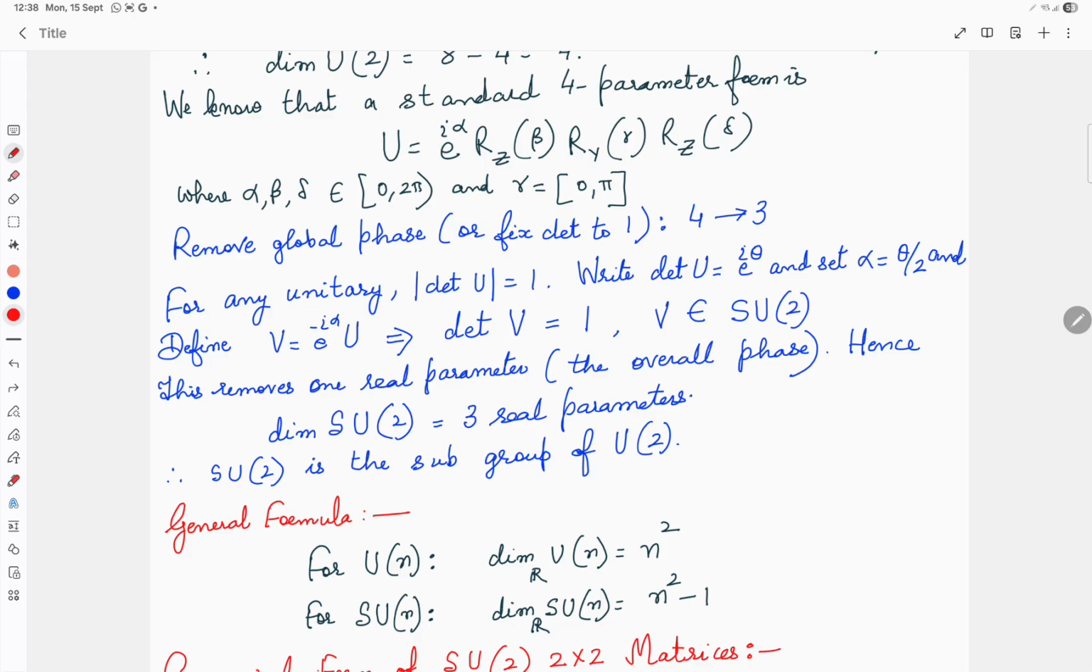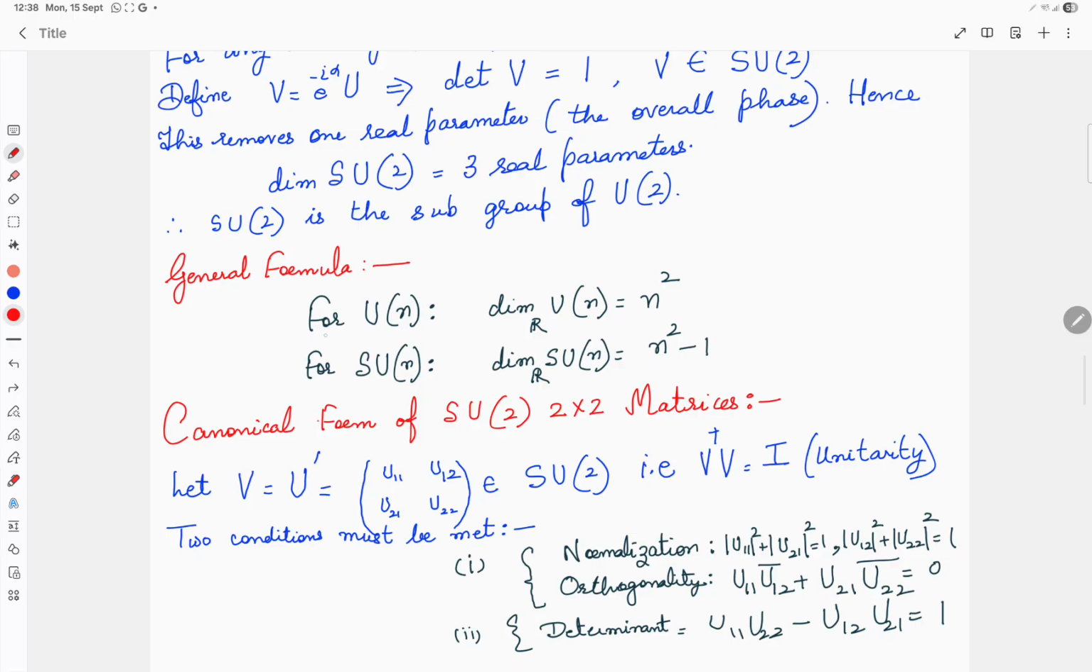Now we can in general obtain the dimensionality formulas also. For example, if the matrix is only unitary and we are not considering 2 cross 2 unitary matrices, but n cross n unitary matrices, the degrees of freedom or dimensions is given by n square. If it is the special unitary group of order n, then the dimensions will be n square minus 1 because of the removal of the global phase.